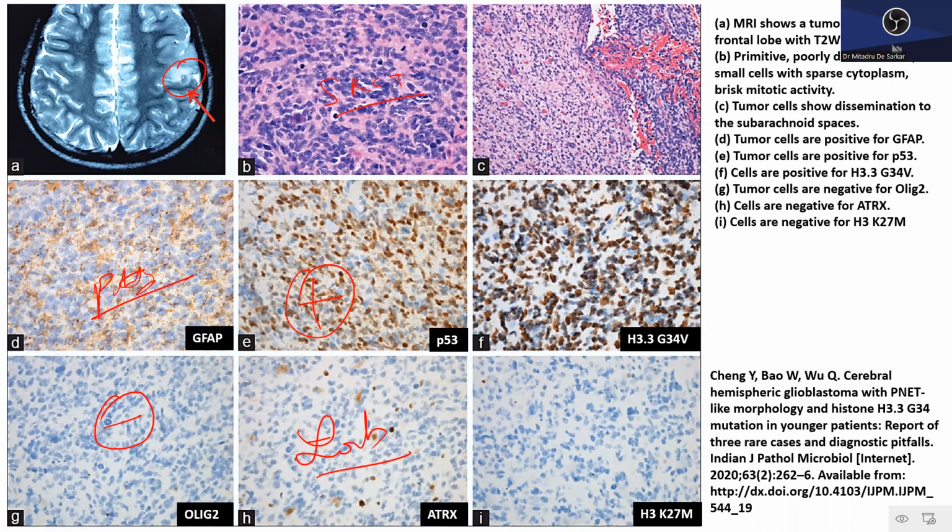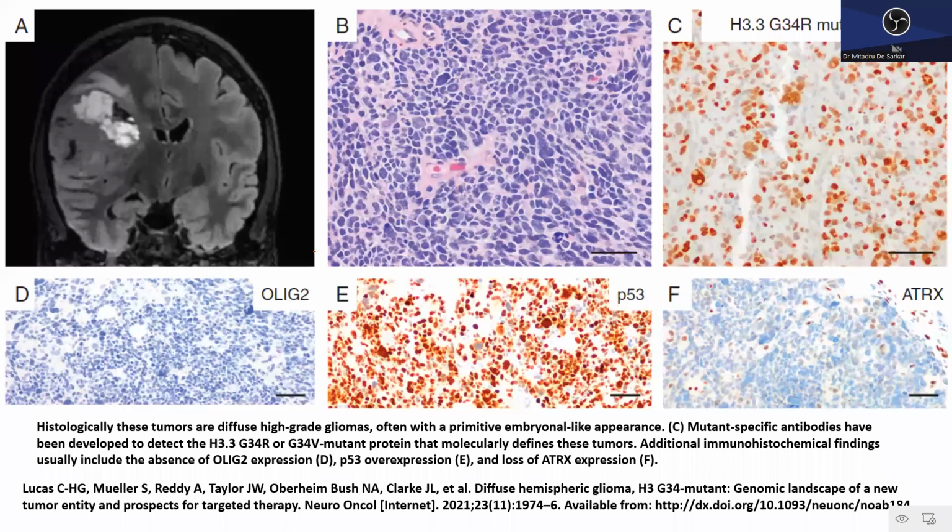You analyze the case for the mutant H3G34V and see that the tumor cells are all expressing this particular mutant protein. And just for completion's sake, you do a H3K27M IHC as well. Obviously, this is not a diffuse midline glioma, so H3K27M is negative. In this particular case, again, you have got a hemispheric tumor, which gives you a small round cell that is something akin to medulloblastoma morphology, the primitive embryonal appearance.